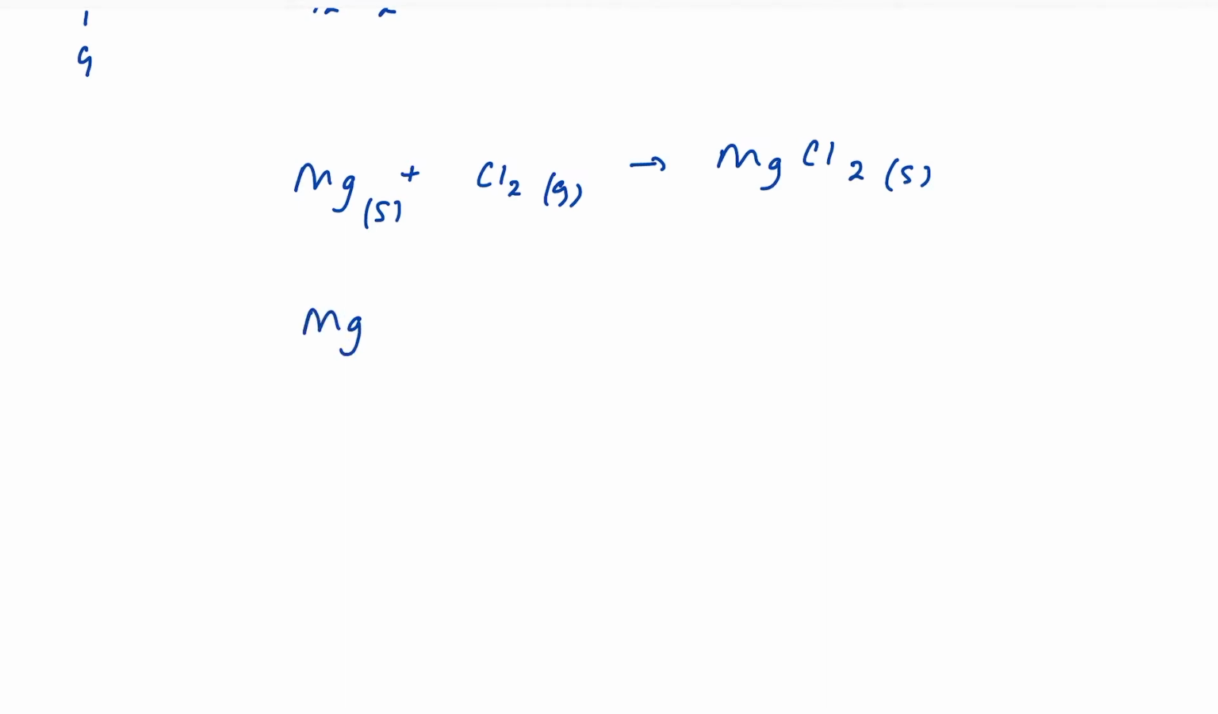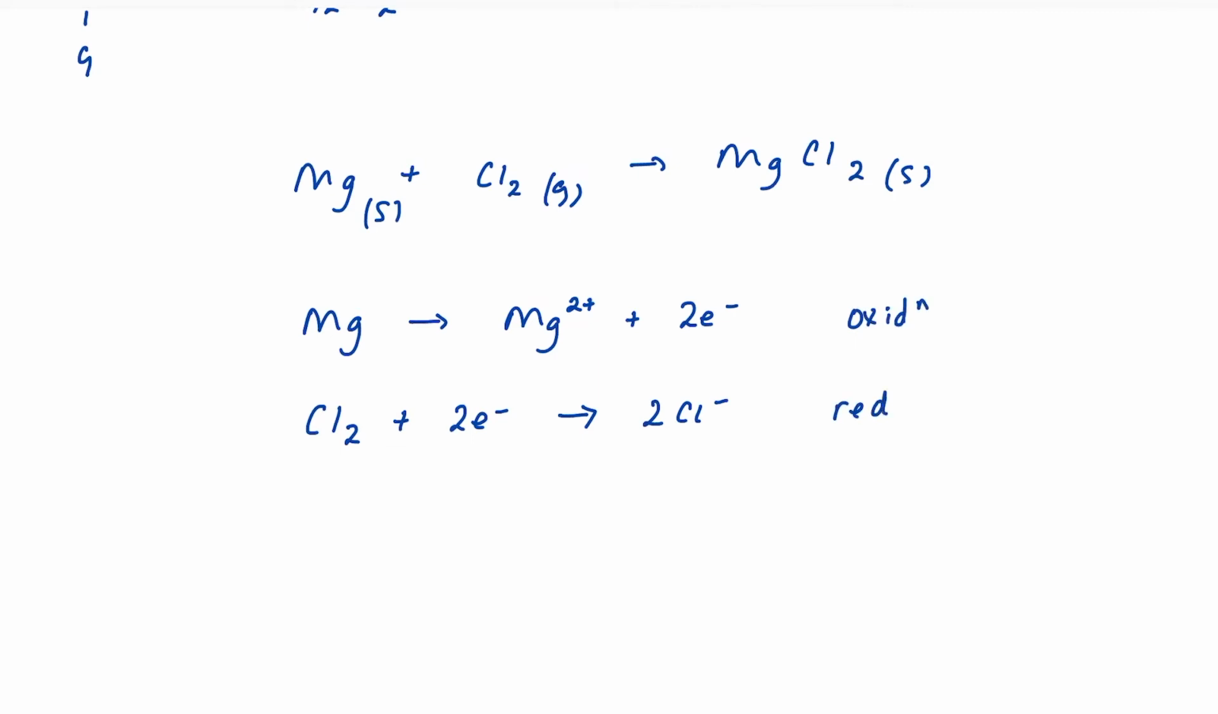So magnesium during the course of this reaction loses 2 electrons to form a magnesium ion. Loss of electrons is oxidation. And the chlorine has gained electrons. Each chlorine gains 1 electron each to form 2 chloride ions. So we've got oxidation and reduction. We have got a redox reaction.